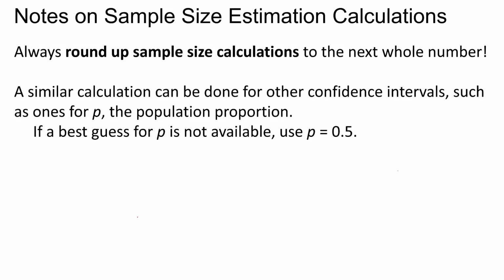A similar calculation can be done for other confidence intervals, such as ones for p, the population proportion. And if you're doing one for p, the population proportion, and a best guess for p is not available, you're going to use p equals a half.